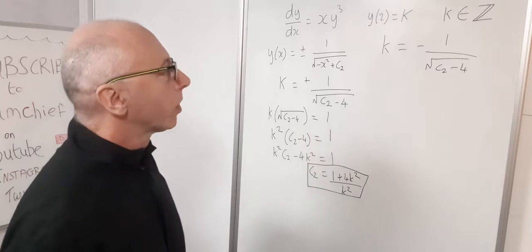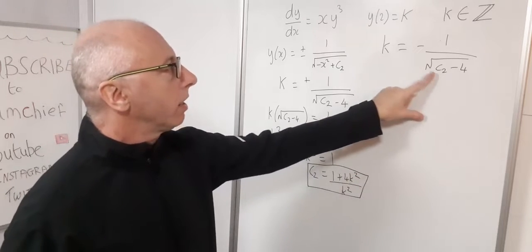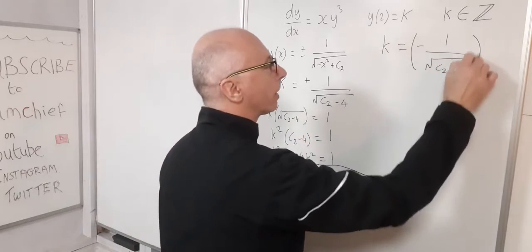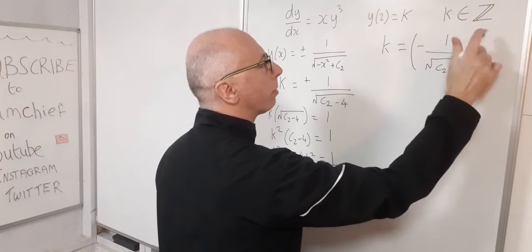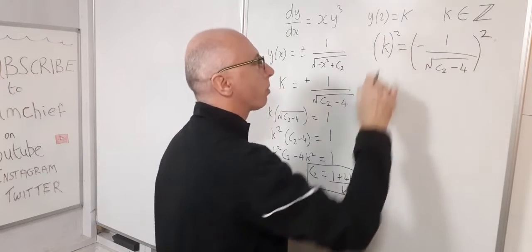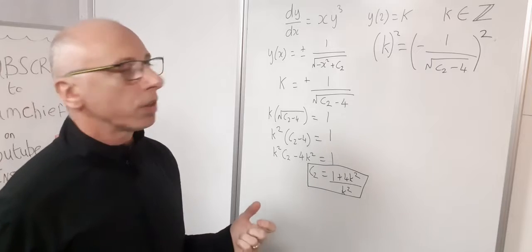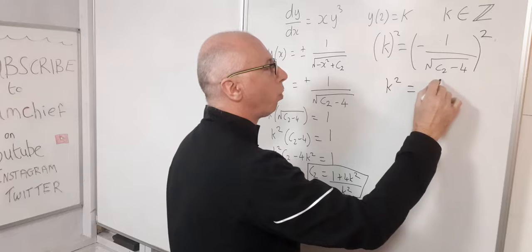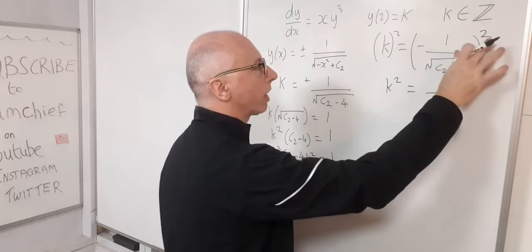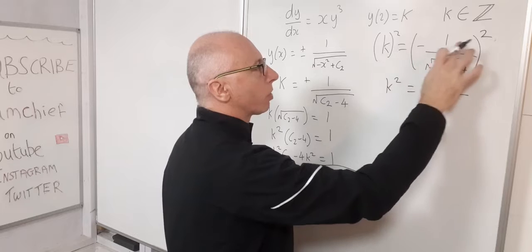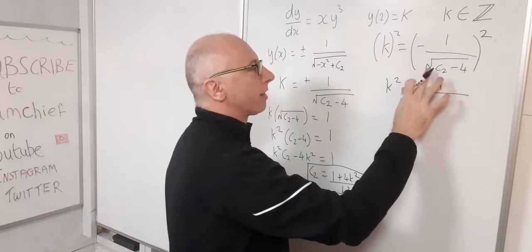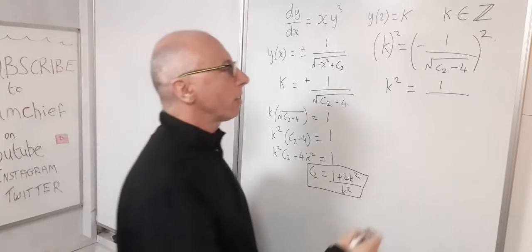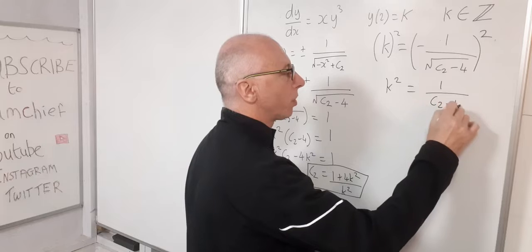What about this one? So same again here. Let's try a different tack on this. Let's just square both sides. So square that, and then square this one. That would be a legitimate action to try and keep this function equal. So now I've got k squared equals 1 over, so minus 1 squared gives me 1, and the square root of c2 minus 4 squared is just going to give me c2 minus 4.